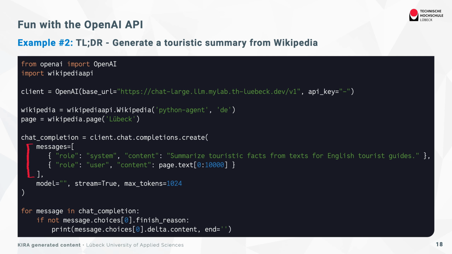But that's quite simple. We simply replace our previous system message, "you translate texts into English," with "summarize touristic facts from texts for English tourist guides," and embed the first 10,000 characters of our Wikipedia article about Lübeck into our user message. Why only 10,000 characters and not everything?